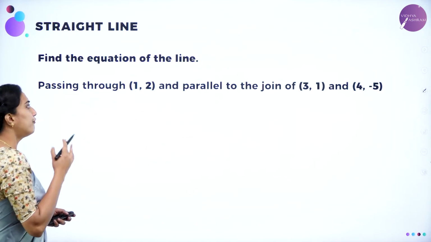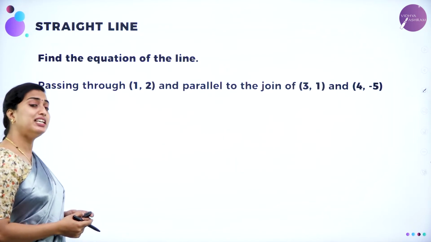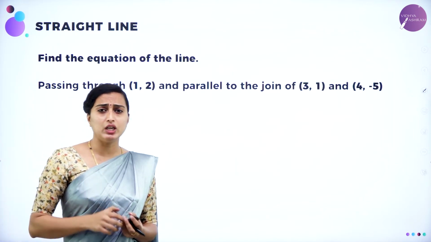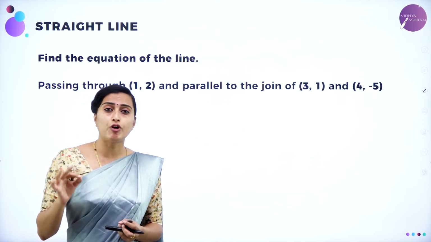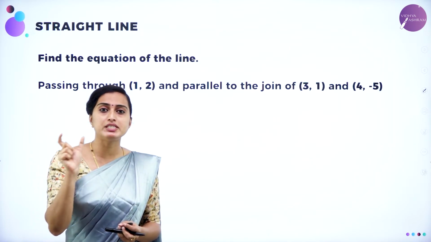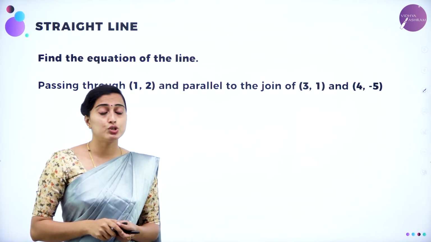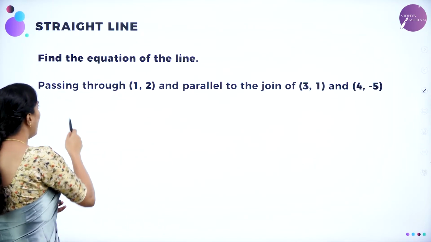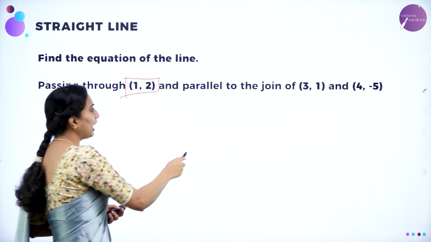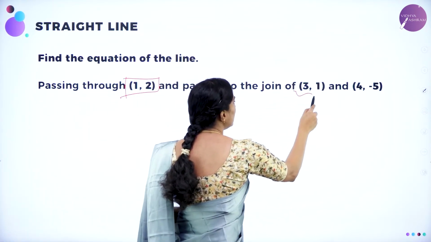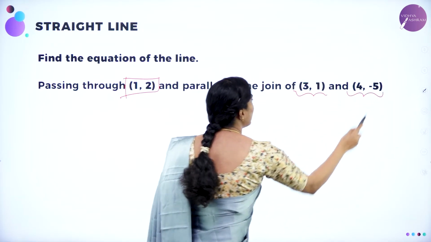What they've asked: find the equation of the line. Dears, wherever they are asking the equation of a line, especially in a straight line, you should reduce it to the form of ax plus by plus c equal to 0. That you need to remember. Now here, passing through (1, 2) and parallel to the line joining of (3, 1) and (4, minus 5).